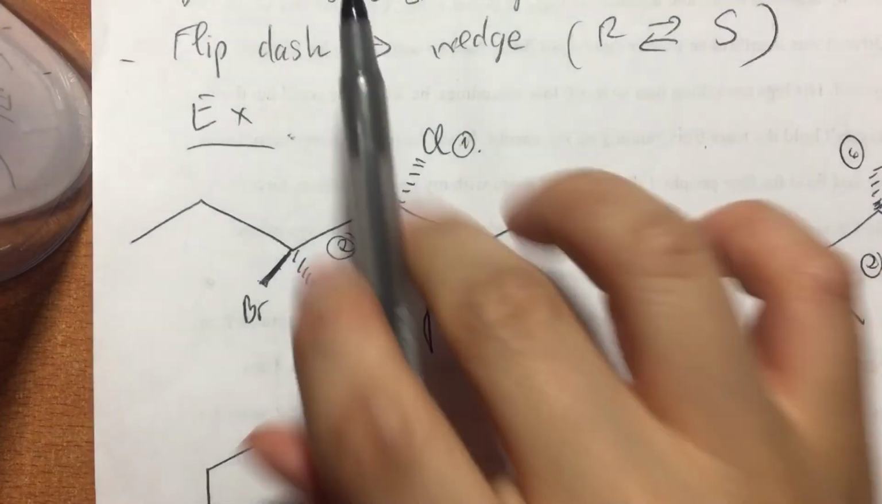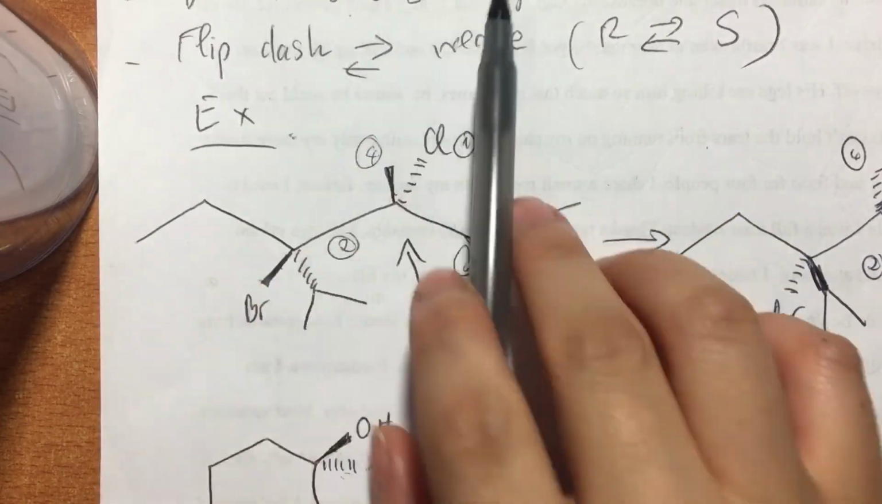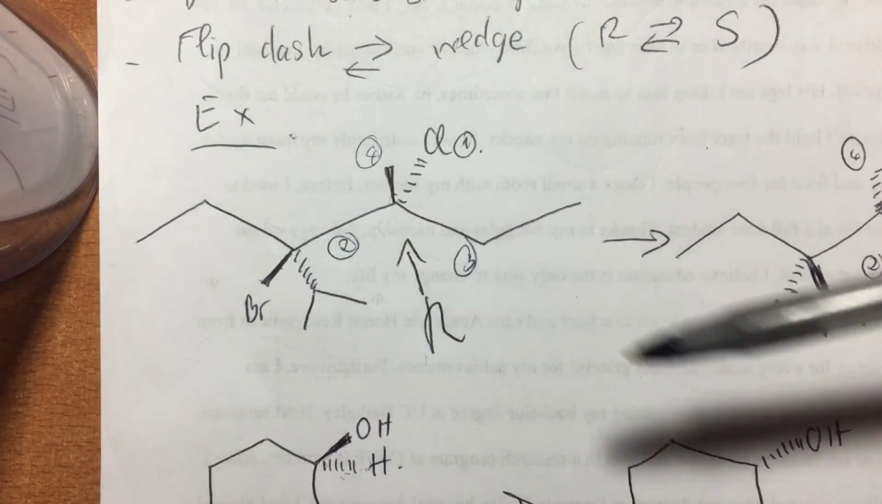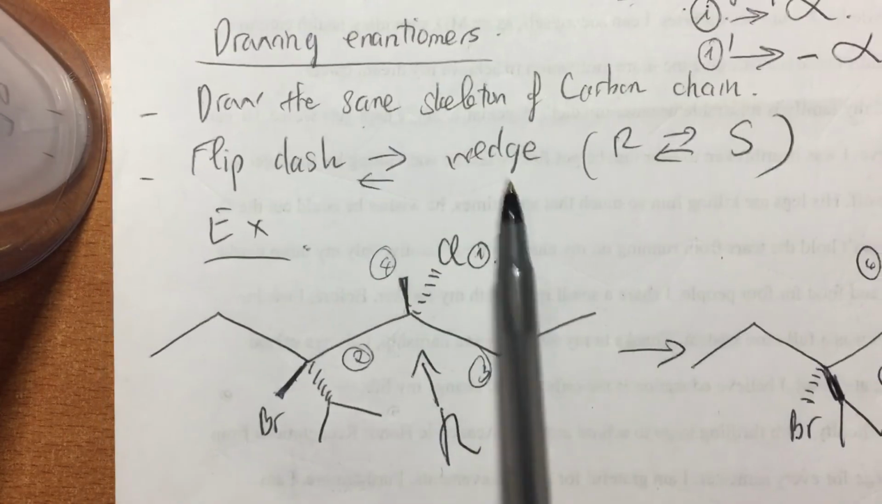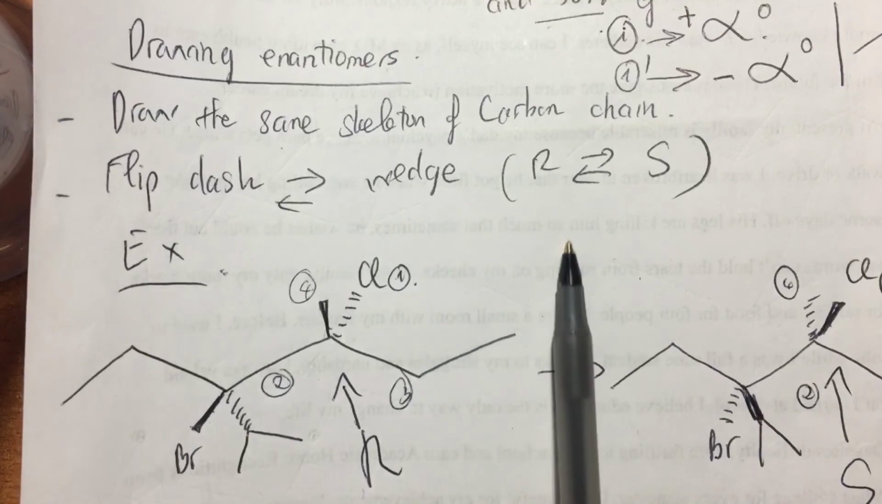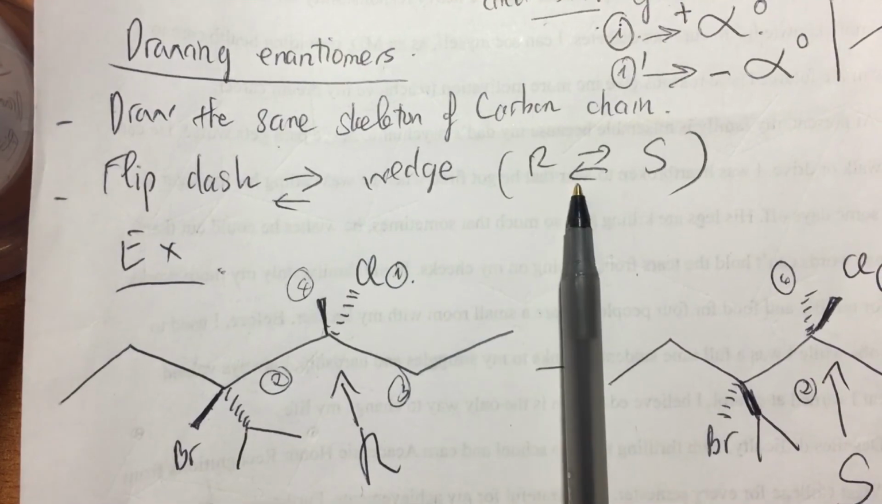So in order to draw an enantiomer, it's really easy. You keep the same carbon skeleton, and then you flip whatever dash to wedge and whatever wedge to dash. Or in another way, it means that we're flipping from the R chiral center to the S chiral center.